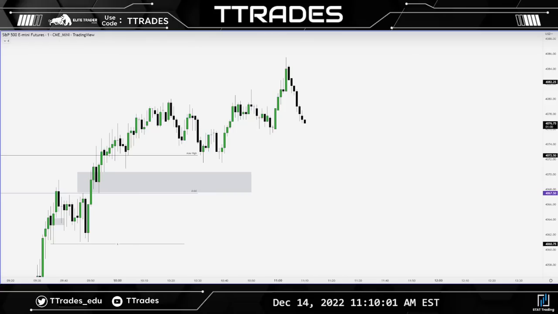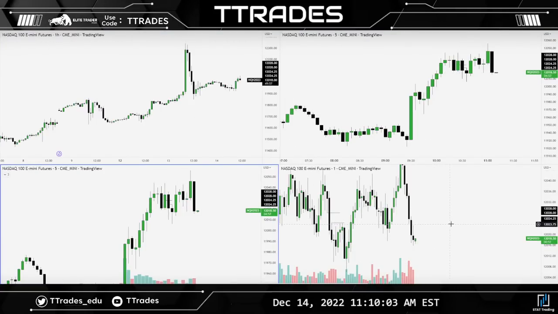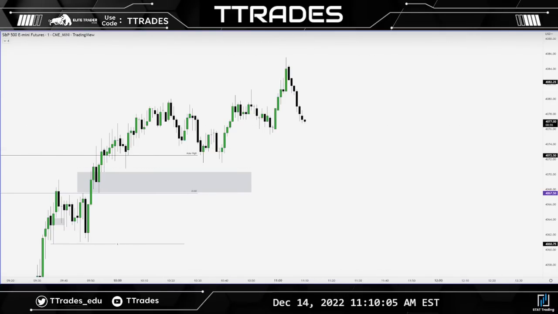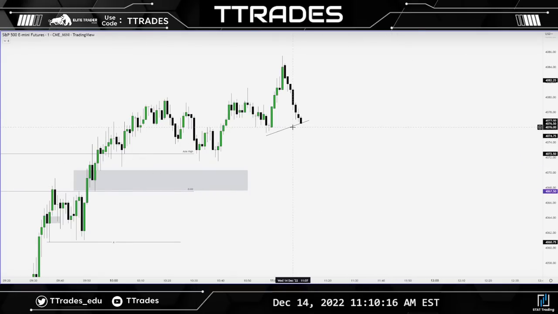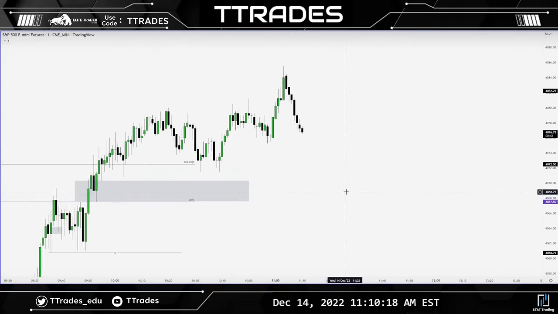Is a possible market structure shift down in queue? Possible. We have that SMT right now. Thing is, I personally am not interested in this type of stuff until FOMC, right? Because what are we really waiting for today? Probably FOMC. Right.